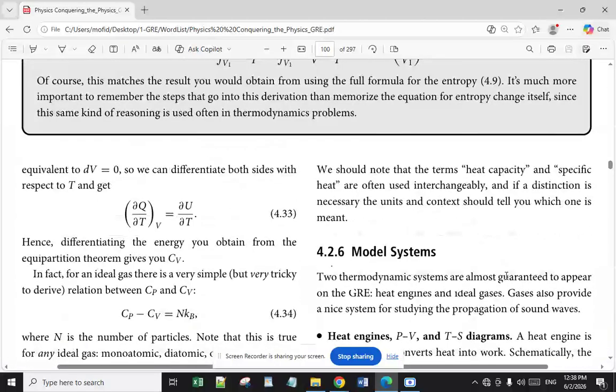We should note that the terms heat capacity and specific heat are often used interchangeably, and if the distinction is necessary, the unit and constant should tell you which one is meant.